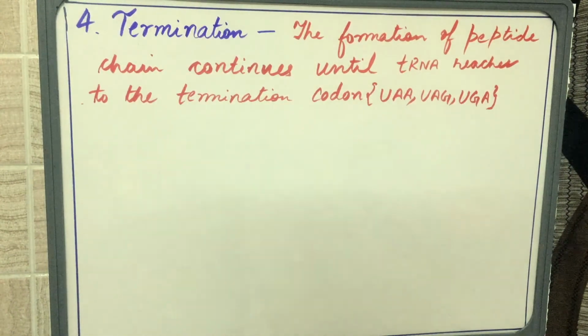Now, up to what extent will the amino acid chain elongate? This depends on the last step, which is known as termination. When the ribosome reaches the termination codon, that is UAA, UAG or UGA, the formation of the peptidyl chain will stop and the translation will end. And we know that the chain of amino acids is known as protein. So when mRNA forms protein, this is known as translation.